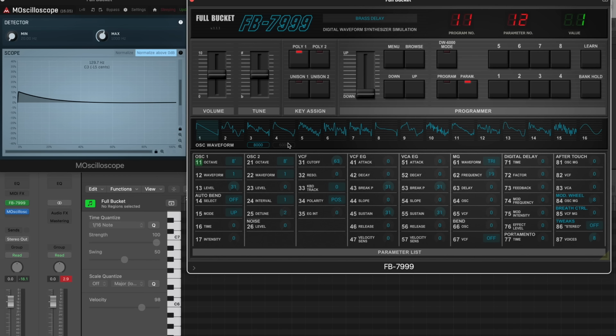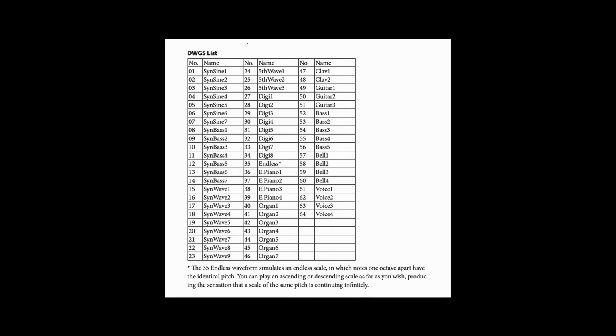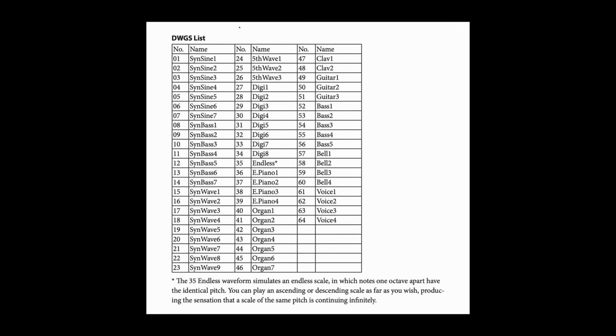This is the Full Bucket FB799, which is a donation-only version of the Korg DW8000, and you can see here the 16 waves we get in it. Nowhere near as complex as what you're getting in the Microwave, but much more complex than a saw, a sine, a pulse, and a triangle. And this is what you get in the Microwave. It's got 64 digital DWGS waves. That's what it calls its digital waveform generator system.